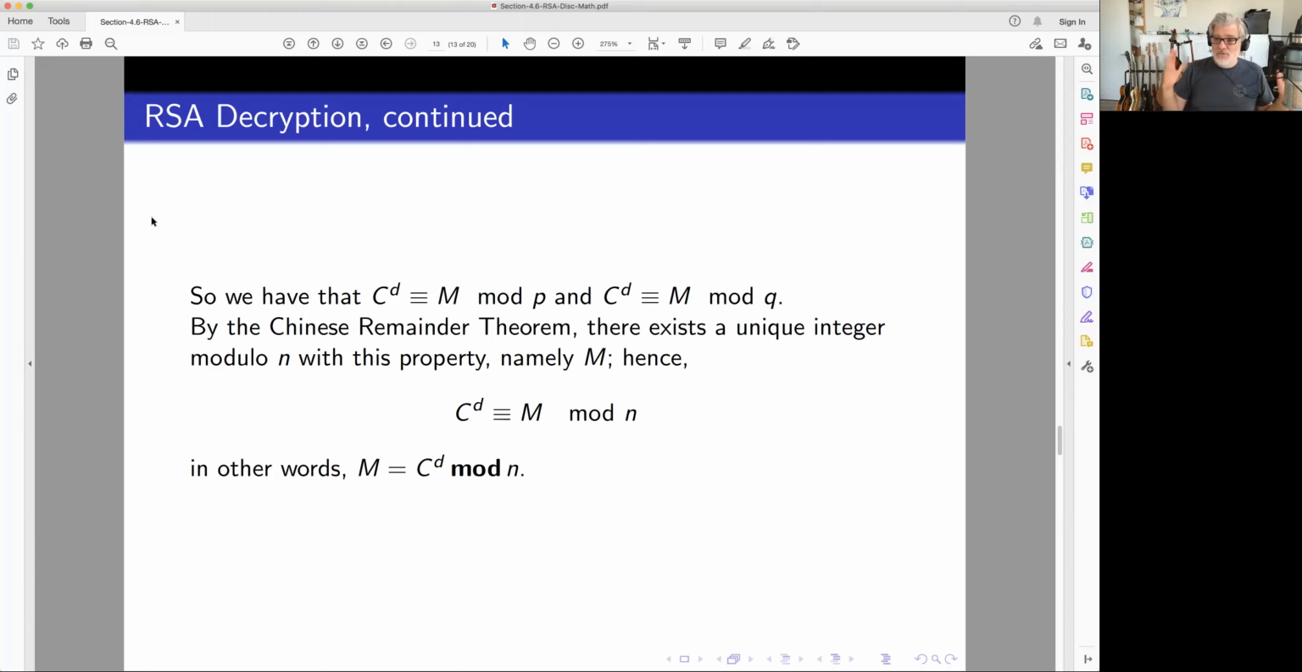Remember the way we chose our blocks, the numbers are less than n, okay? That was the point. So between 0 and n minus 1, there is exactly one number that is congruent to m mod p and m mod q. That's m. That's the only one, okay? So c to the power d is congruent to big M mod n. So if I reduce c to the power d mod n, I get exactly m. I've decoded the encrypted message. Okay?